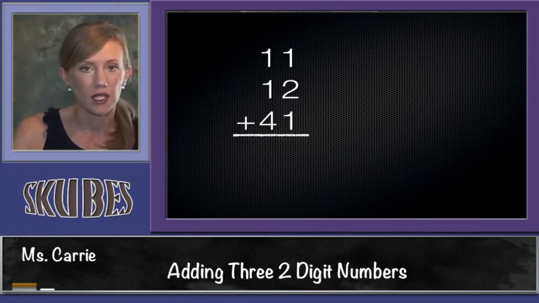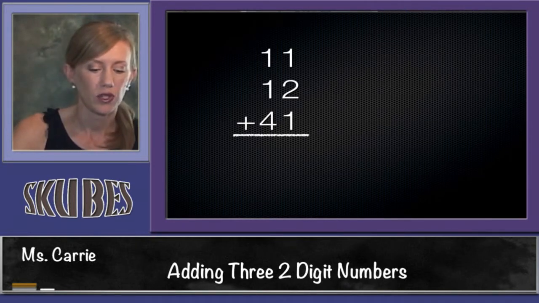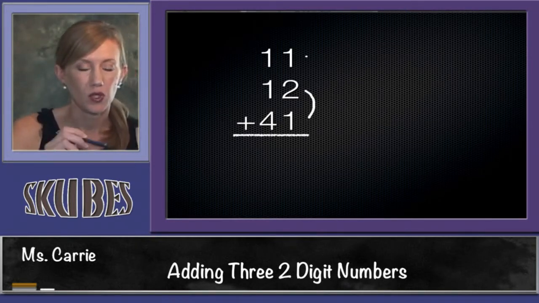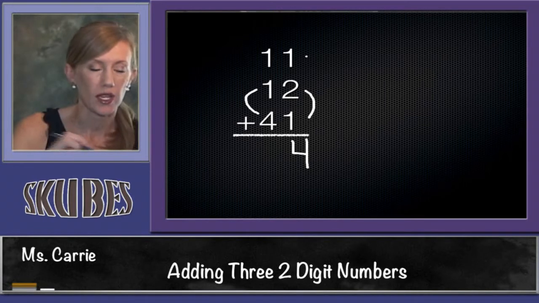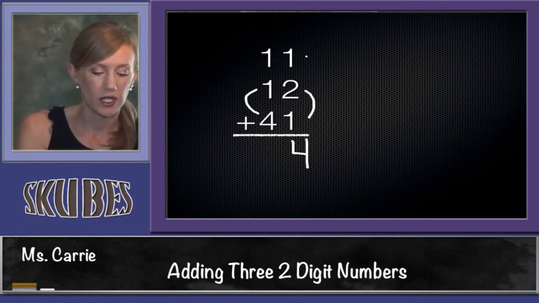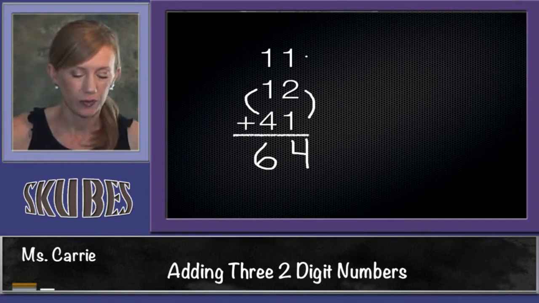I'm not going to draw the line this time, but we do know we're going to start in the ones place. Well, 2 plus 1 is 3, plus 1 more is 4. 4 plus 1 is 5, plus 1 more is 6. Our answer is 64.